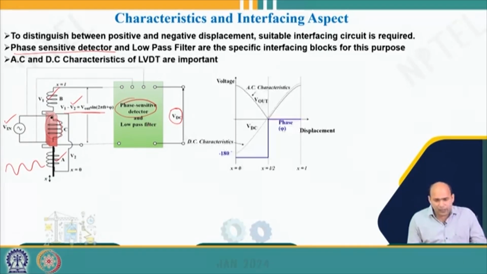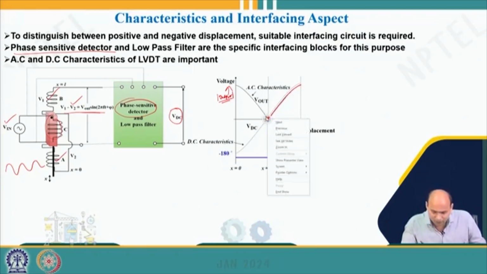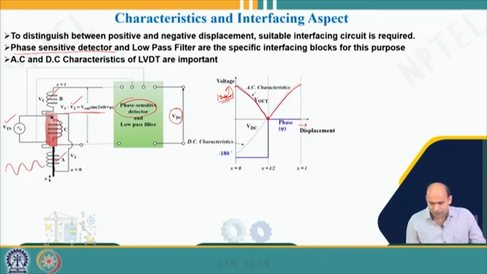So if I look at the characteristics, normally you can consider, suppose the x axis is displacement and the y axis is your voltage, and now if I look at only the AC amplitude, if I take the mod value of this output, then this will be your corresponding AC characteristic, isn't it? So this is your corresponding AC characteristics with respect to the displacement.